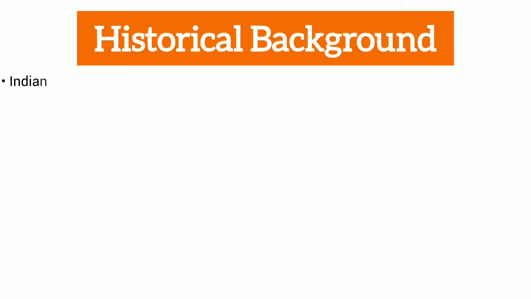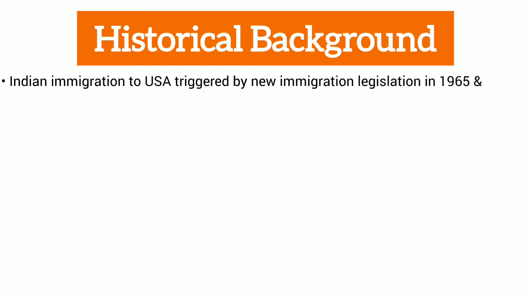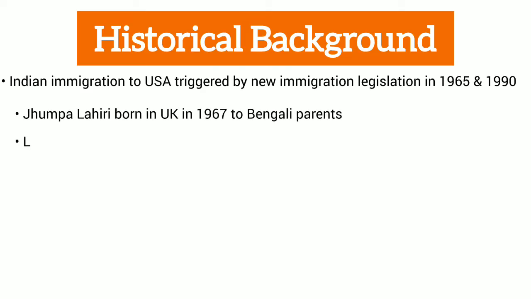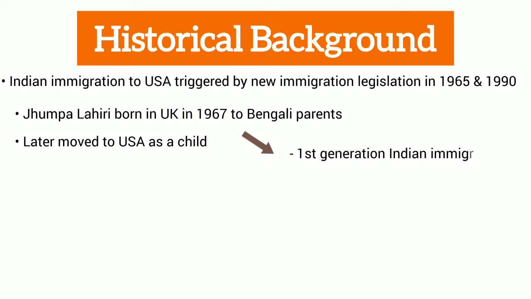The rise in Indian immigration to the United States of America, triggered by new immigration legislation in 1965 and its expansion in 1990, forms a fundamental backdrop for Jhumpa Lahiri's debut novel, The Namesake. Born in the UK in 1967 to Bengali parents and later moving to the USA as a child, Lahiri draws from her own experiences as a first-generation Indian immigrant. The narrative explores the challenges faced by these immigrants and their children in the cultural landscape of the United States.